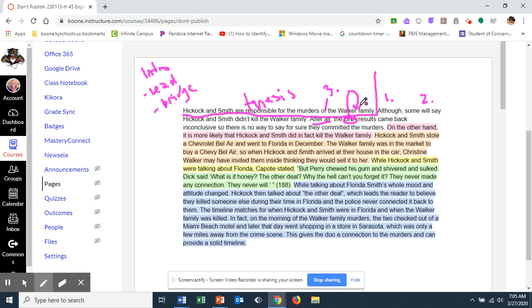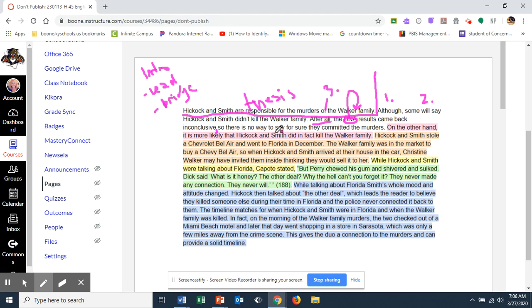The other thing is we need a comma right here, okay? Because we have "after all, the DNA results." The DNA results is the subject that we're talking about. Came back is the verb, and to say the DNA results came back inconclusive makes a complete thought. Then we have, there's no way to say for sure they committed the murders.